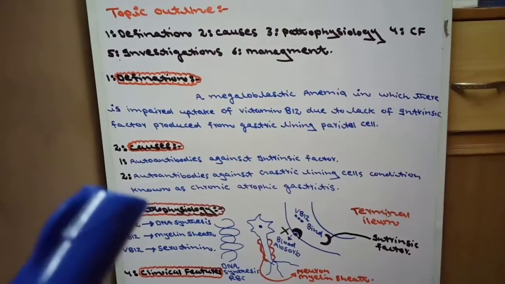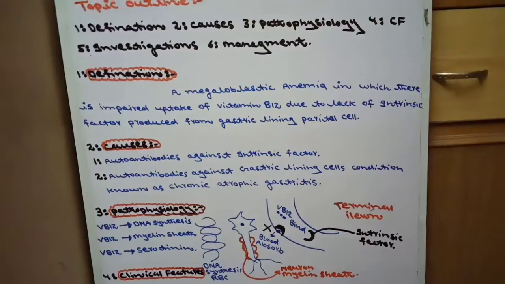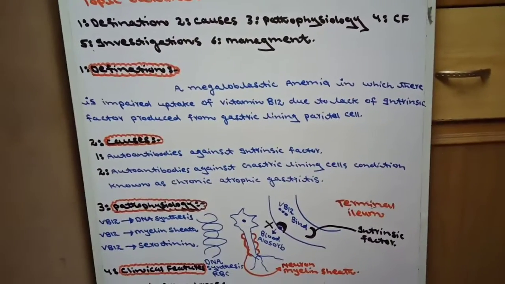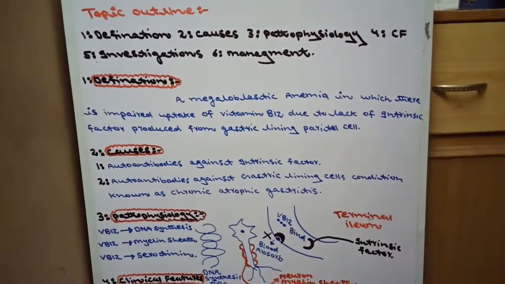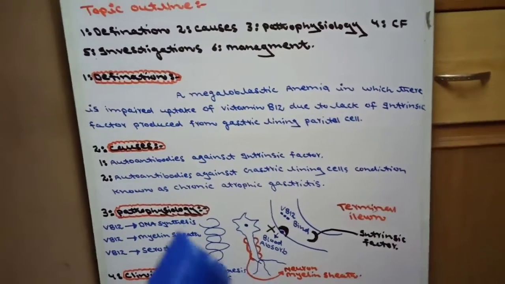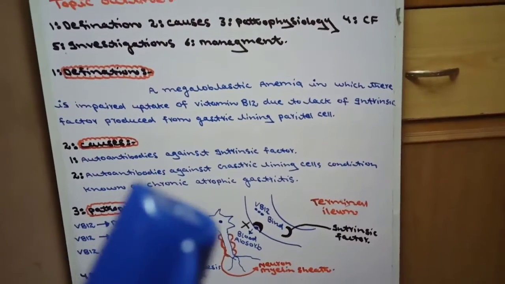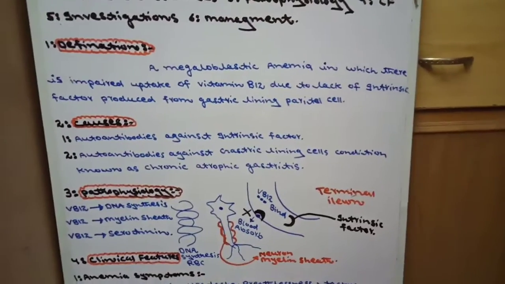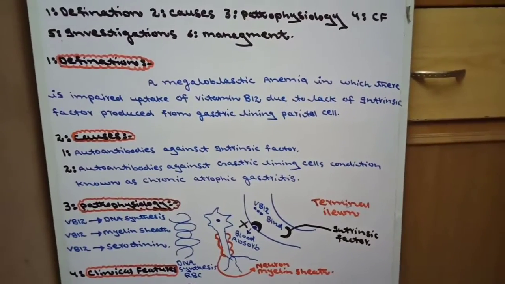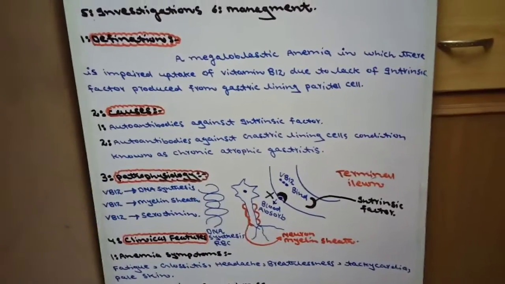If there are antibodies against gastric lining cell, there will also be intrinsic factor deficiency. And antibodies against gastric lining cell cause the condition known as chronic atrophic gastritis, meaning there will be chronic atrophy of gastric lining. Now come to pathophysiology.